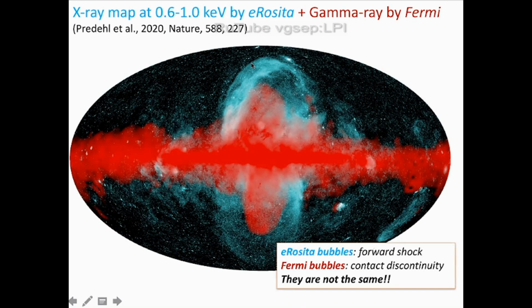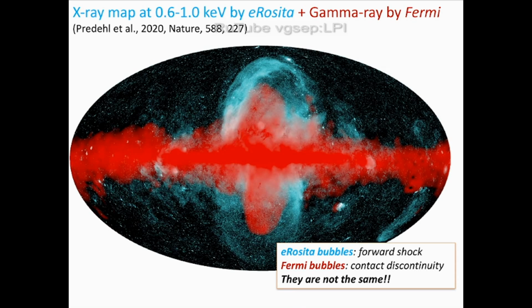So the most likely scenario to explain both the X-ray emission and the gamma ray emission is that the eROSITA bubble represents the forward shock driven by the bubble expansion, and the Fermi bubble corresponds to the contact discontinuity between the jet material and the shocked ISM. When I saw this picture in 2020, I was very excited, because this alone suggests that the leptonic jet model could work, could be very successful.